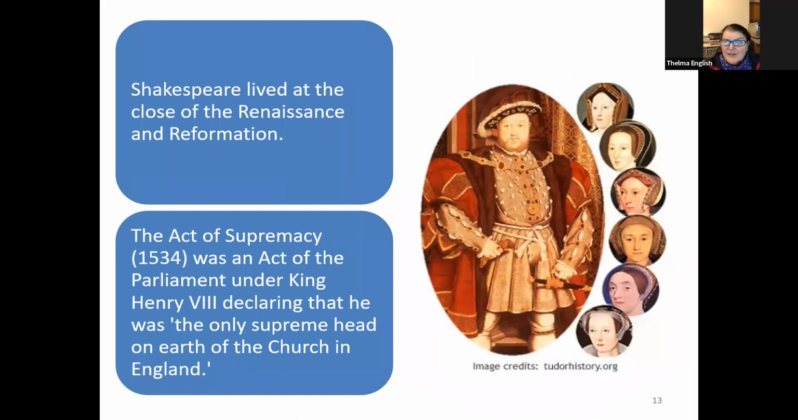He lived at the close of the Renaissance and Reformation, and that Act of Supremacy, you need to remember that. I always call it the royal hissy fit. And that's why we have Henry VIII here. The Act of Supremacy, 1534, was an act of the Parliament under King Henry VIII, declaring that he was the only supreme head on earth of the church in England. Remember, he was not going to be granted a divorce to marry the next woman. And so he stomped his little foot, or big foot, and demanded, well, I'll just make my own church and I'll be the head of my church. And that's why I call the Act of Supremacy the royal hissy fit.